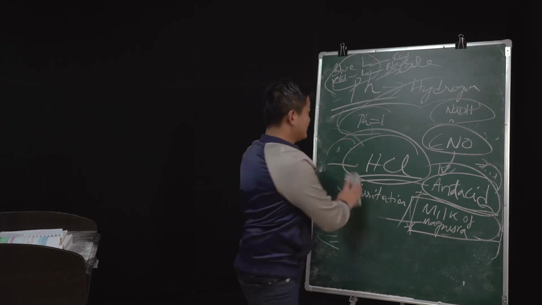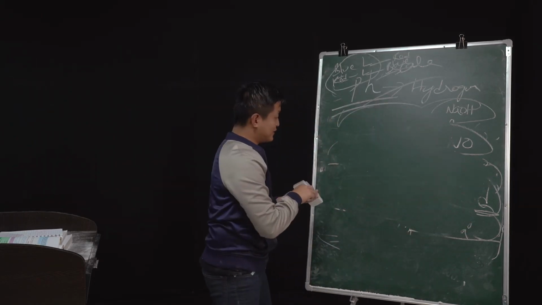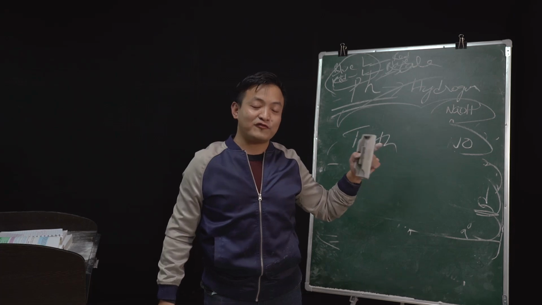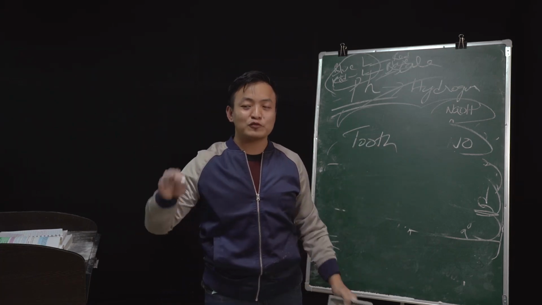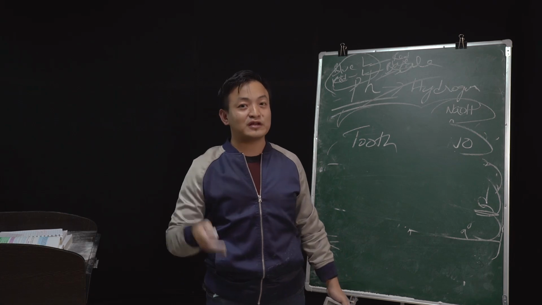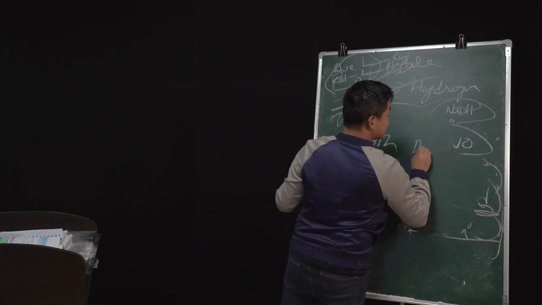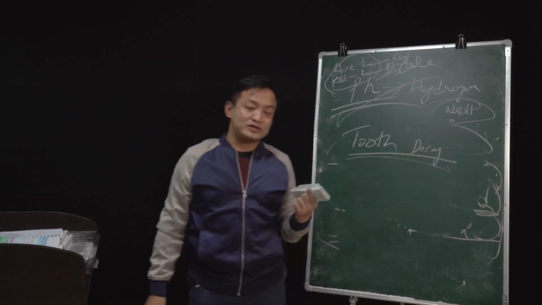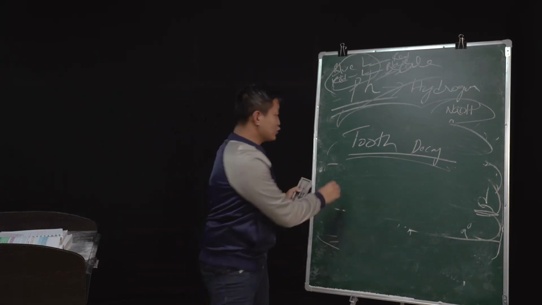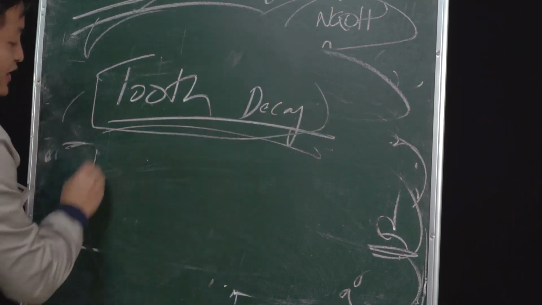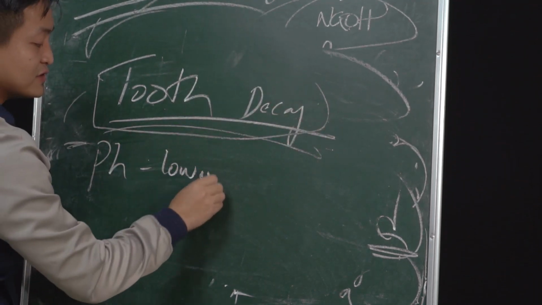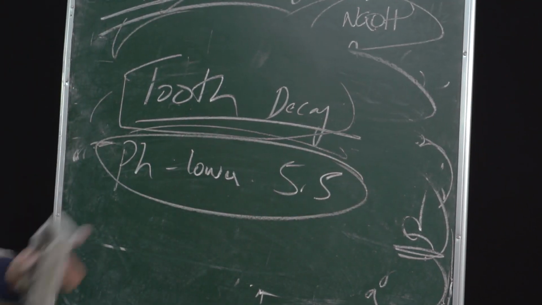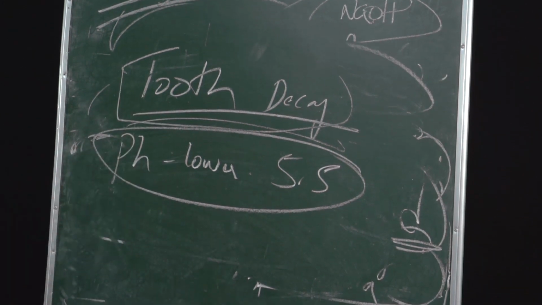Okay, now let's discuss toothache, okay? Tooth decay. So whatever I'm discussing is the importance of pH in our everyday life. We don't talk about pH every day, but pH is very important in our daily life. So let's talk about tooth decay. Do you know, if the pH inside our mouth is lower than 5.5, then tooth decay, toothache, and everything will start.